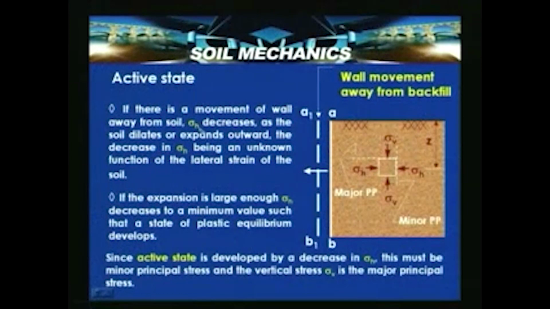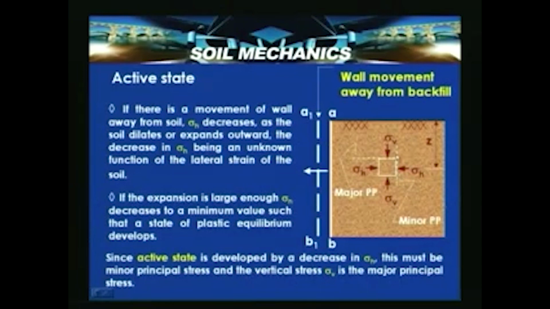So, if there is a movement of the wall away from the soil, sigma h decreases as the soil dilates or expands outward. If the expansion is large enough, sigma h decreases to a minimum value such that the state of plastic equilibrium develops. Since the active state is developed by a decrease in sigma h, this must be the minor principal stress, and the vertical stress sigma v is the major principal stress.